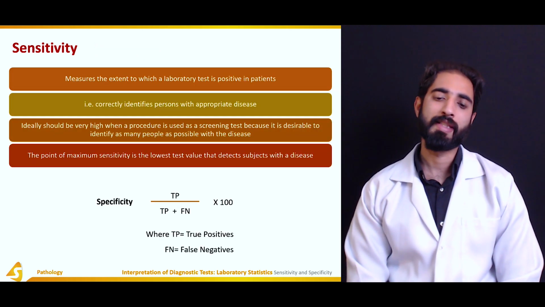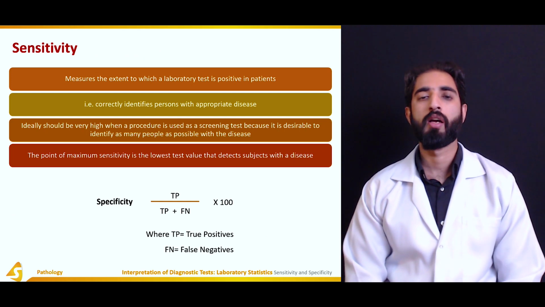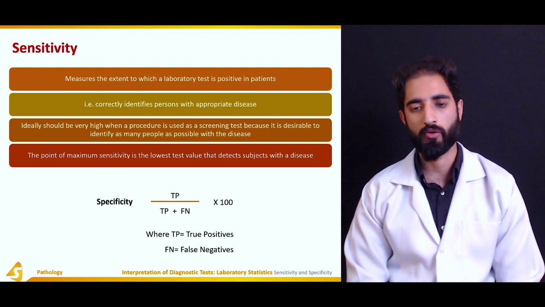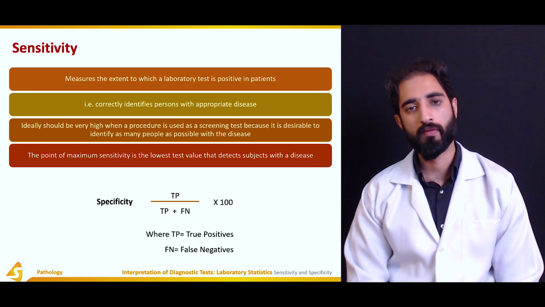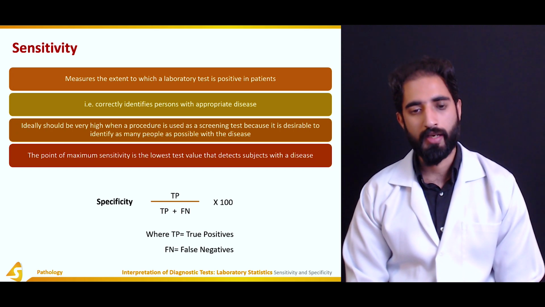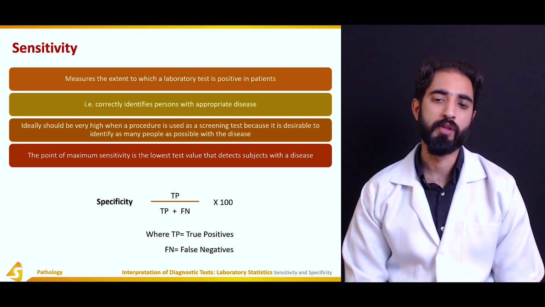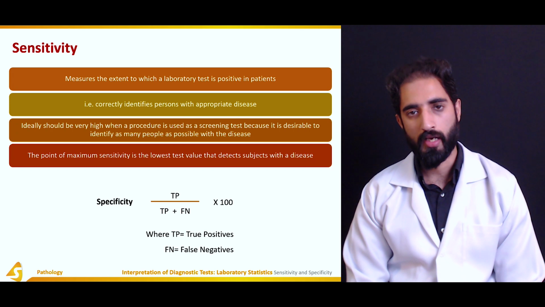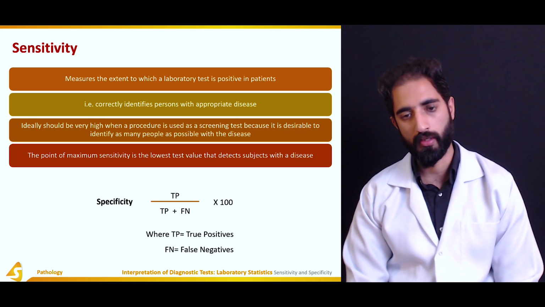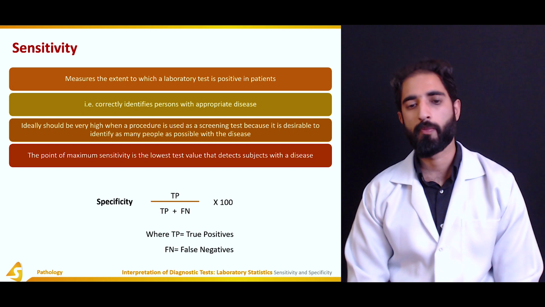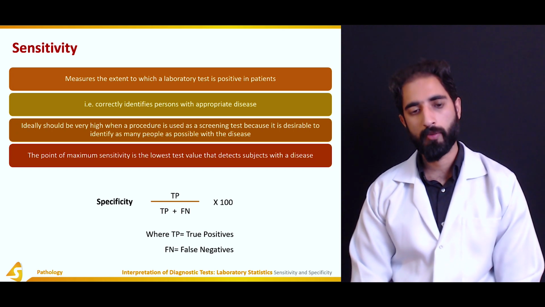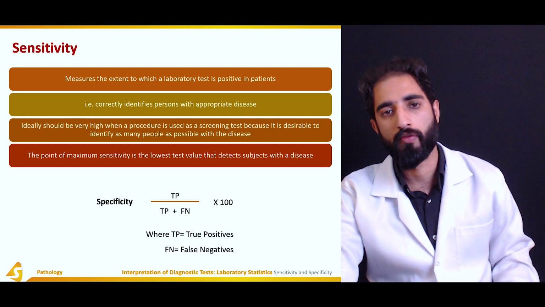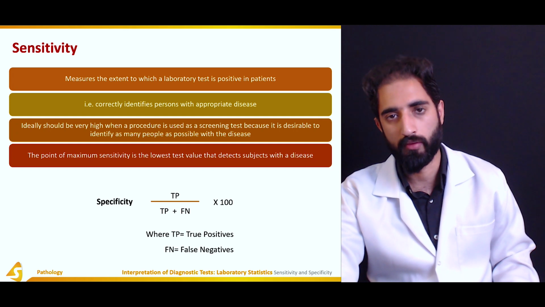So let's start off with sensitivity. Sensitivity measures the extent to which a laboratory test or an outcome measurement is positive in patients. That is, it correctly identifies persons with the appropriate disease. So if there is a high sensitivity for any outcome measurement or laboratory test, it is going to be positive for a greater number of people. It can even detect a very small chance of being positive for any individual or case.